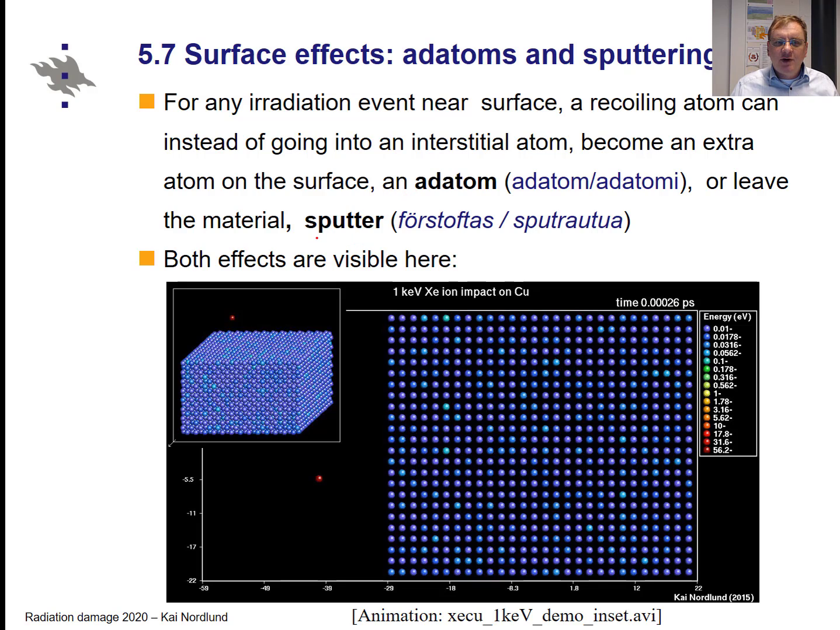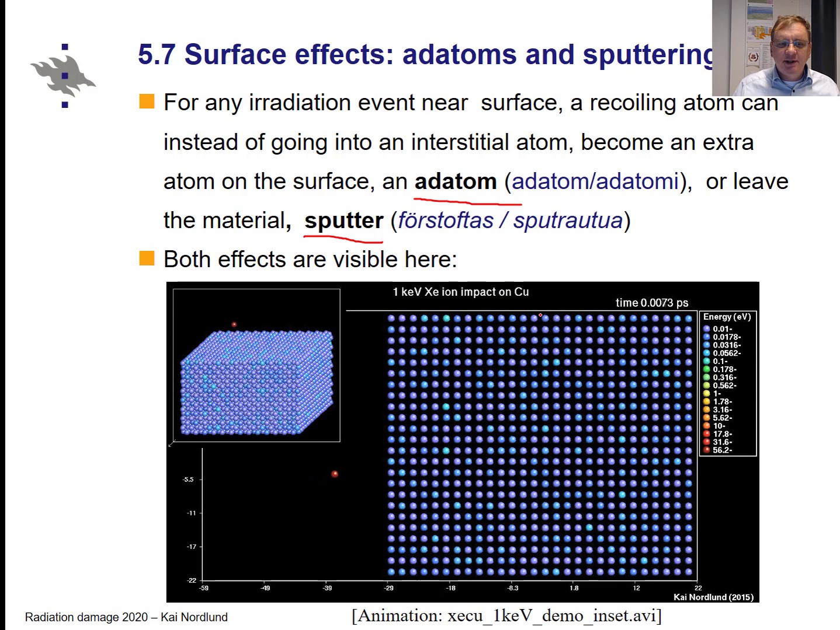And this kicking out of atoms from the surface has already been mentioned earlier on the course. That's called sputtering. And this damage production on the surface can have many forms. The simplest one is production of single extra atoms, adatoms, on the surface. This term adatom is a typical surface physics concept.